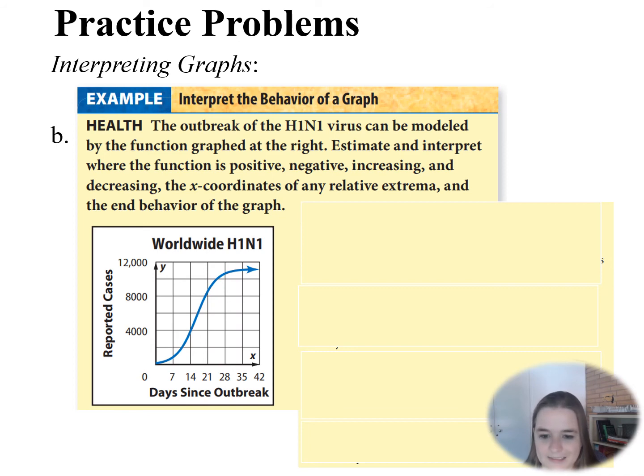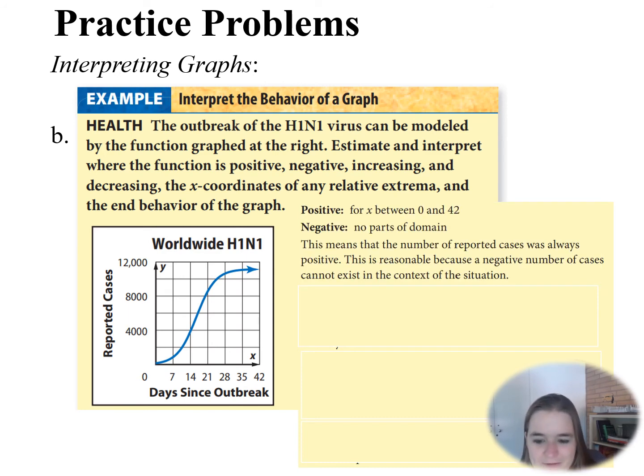So this one I'm asking to identify different pieces than I was on that first graph. Well, first I want to know about where it is positive and where it is negative. And I can see that my graph is positive for all values of x between 0 and 42. So for all values shown, it is positive, and for all values shown, it is not negative. What that tells me, the real world interpretation of that, is that the number of reported cases was always positive, which makes sense. We can't report a negative number of cases.